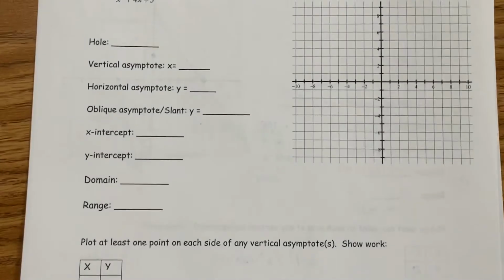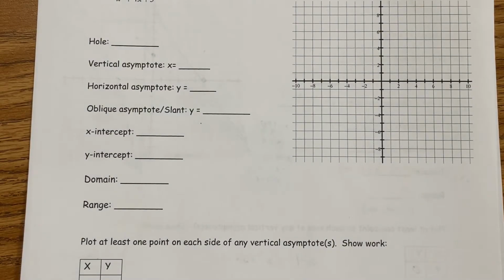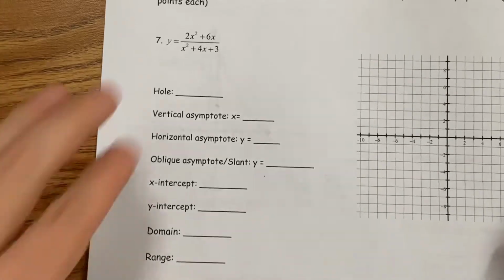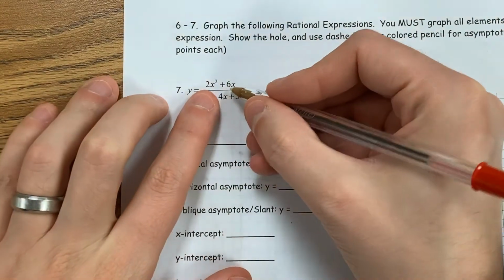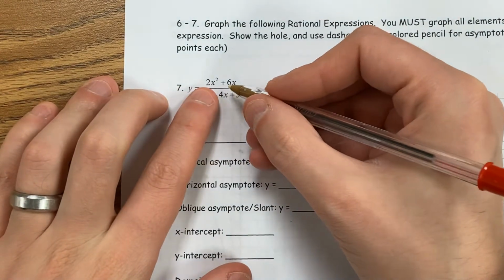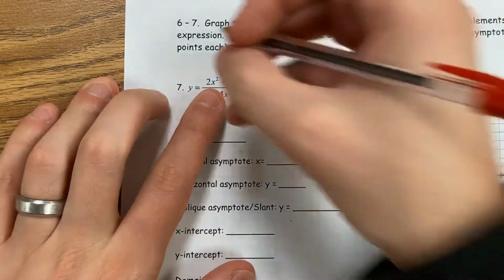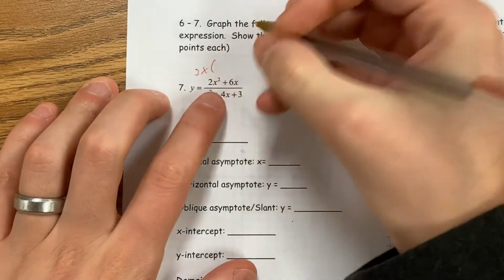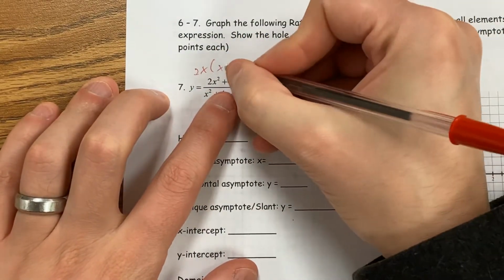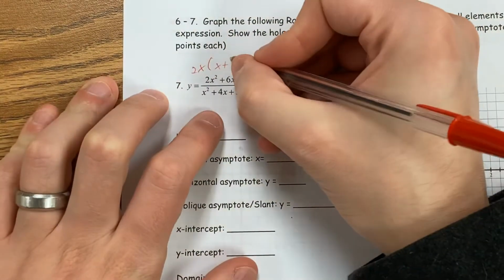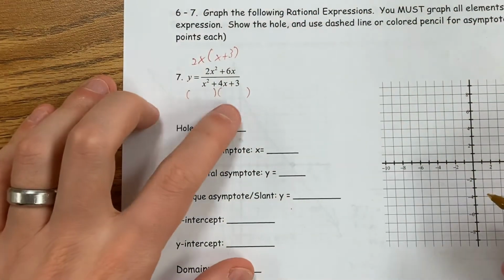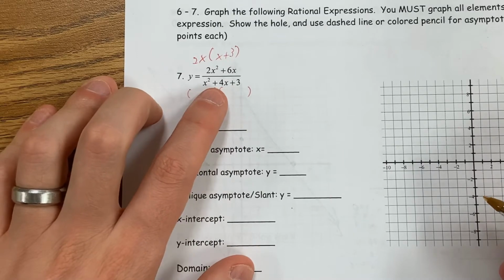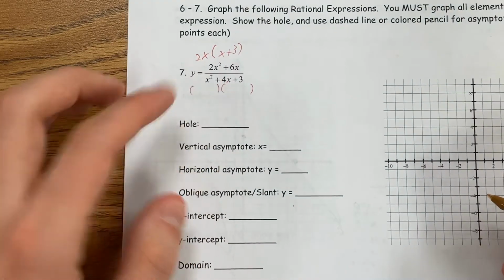I think we only got one left. Whew. How much do you want to bet there's a hole in this one because the previous one didn't? Let's find out. Factoring. This has a GCF. 2 goes into them. X goes into them. Take out a 2x. You got an x plus 3. On the bottom, multiplies to 3 and adds up to 4. There's only one thing that multiplies to 3.